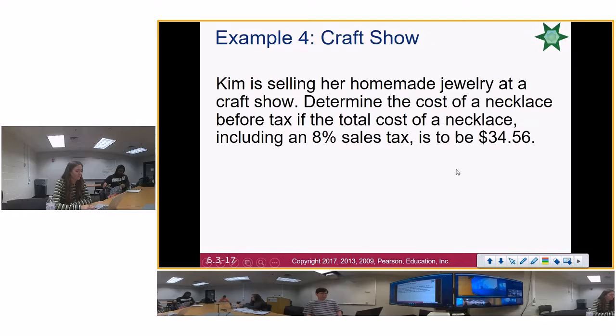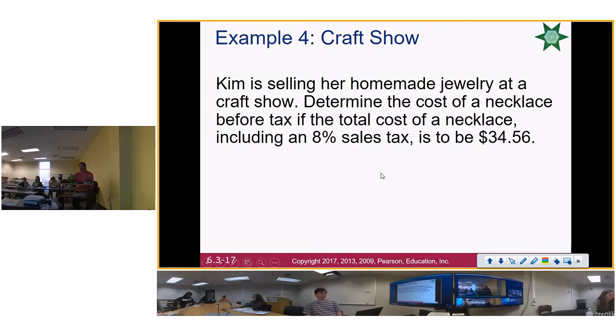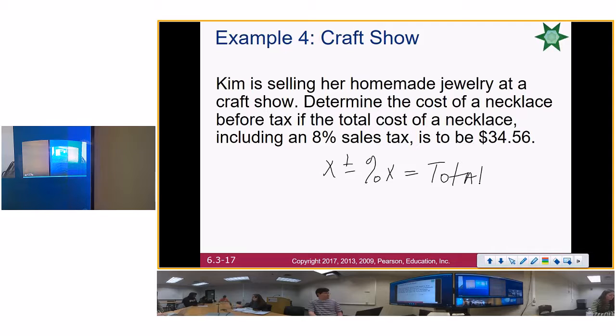Kim is selling her homemade jewelry at a craft show. Determine the cost of a necklace. This is the Walmart equation. I know some of y'all are starting to go into convulsions. You don't need to now, but let's do this question. Walmart equation: X plus or minus percentage of X is equal to the total. I'm going to let y'all do it. And you just have to decide. After this question, y'all can go into convulsions, okay?